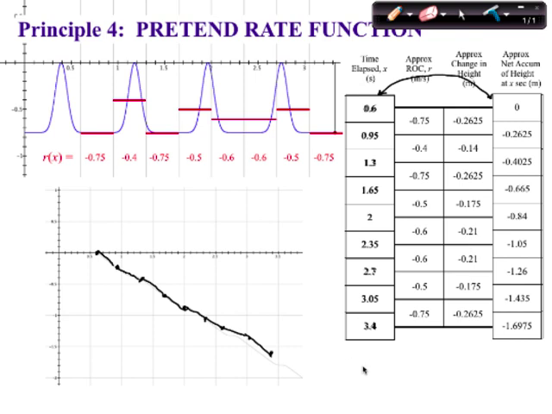Okay, so where are we at here? All right, so how do we write this function? We're going to call this capital A of x. This is our approximate net accumulation function.